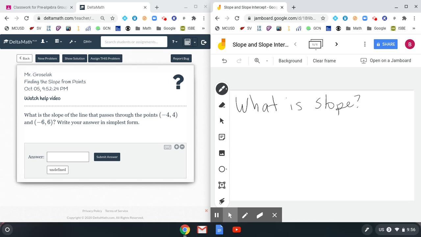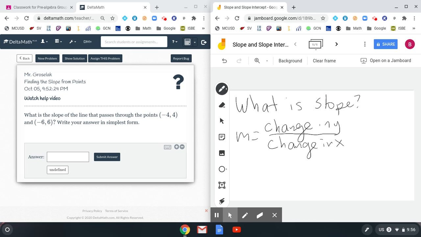All right, so what is slope? Some of the things that you might have come up with is we use m for it. And to find it, we do the change in y over the change in x. I'm going to apologize in advance for my handwriting because I am writing on my Chromebook, so it's probably not going to be that great. But we're going to try it. We're going to see how this works. So change in y over change in x.